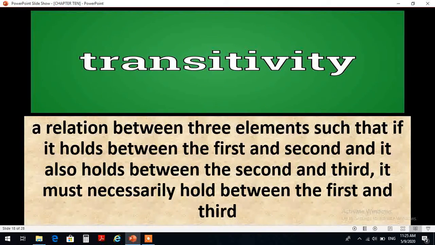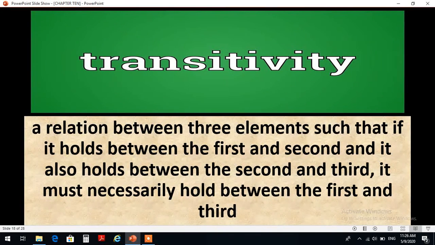Transitivity, الخاصية الثالثة or the third property of predicates. It is a relation between three elements such that if it holds between the first and second, and it also holds between the second and the third, it must necessarily hold between the first and the third. ماذا يعني ذلك؟ هي علاقة بين ثلاثة عناصر في الجملة، بحيث نقول ما دامت هنالك صلة ما بين العنصرين الأول والثاني، وفي نفس الوقت هنالك صلة ما بين العنصرين الثاني والثالث، فلا بد أن تكون هنالك صلة وثيقة بين العنصرين الأول والثالث كي تتحقق هذه الخاصية اللي هي transitivity أو الخاصية التعددية.